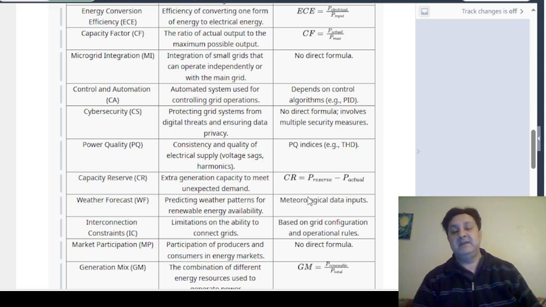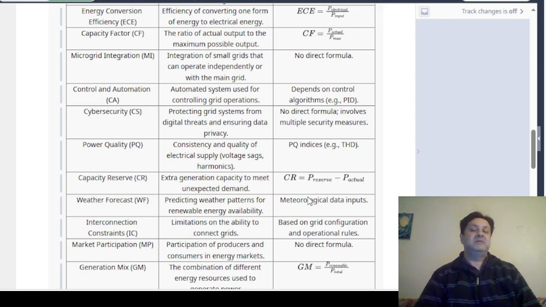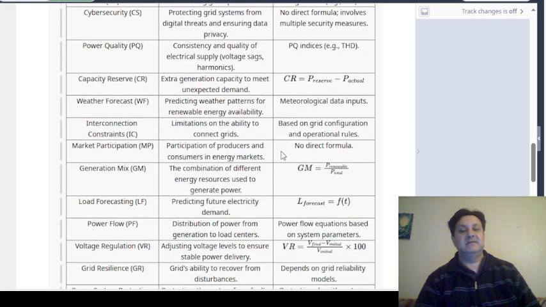Then cybersecurity nowadays, protecting grid systems from digital threats and ensuring data privacy. So this is also very important. If we have designed the best system and it's not secure, then there is no use of it. Then the power quality. If I'm getting the power, but the quality is not the required quality, so the consistency and quality of electrical supply: voltage sags and harmonics. I mean, this is very important.